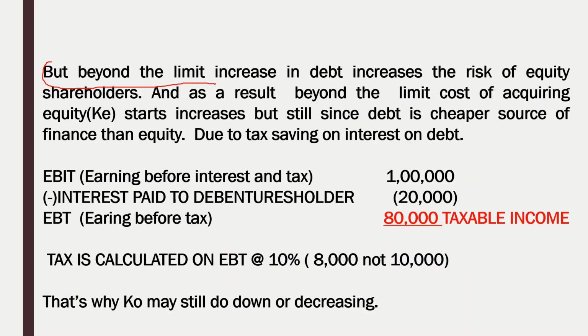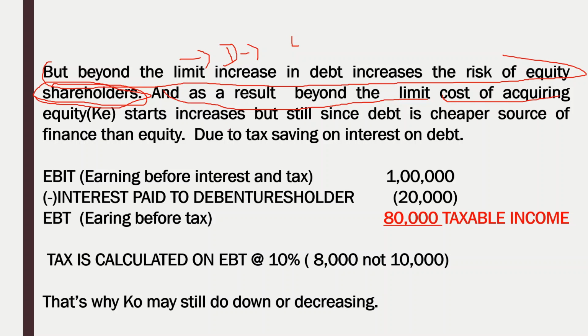But beyond a particular limit, if you increase debt, then the risk of equity shareholders increases, because equity shareholders will think that this company is not suitable now because of its increasing debt, because debt is a fixed charge and may lead the company to liquidation. As a result, beyond the limit, if you increase your debt, then the cost of acquiring equity starts increasing. But still, debt is a cheaper source of finance than equity due to tax saving on interest, because we don't need to pay tax on interest on debt.